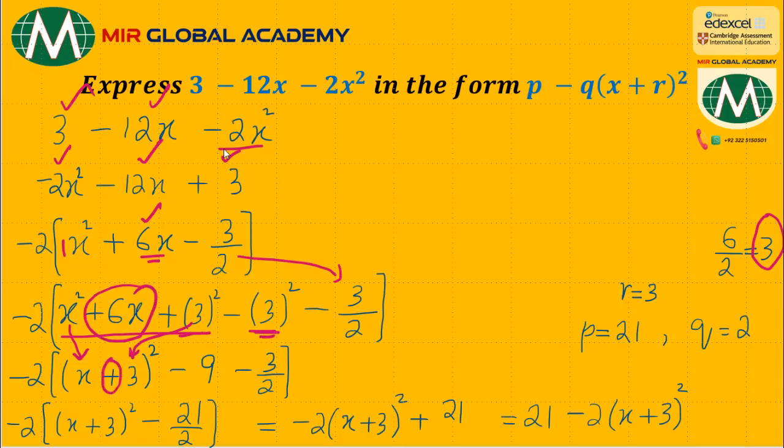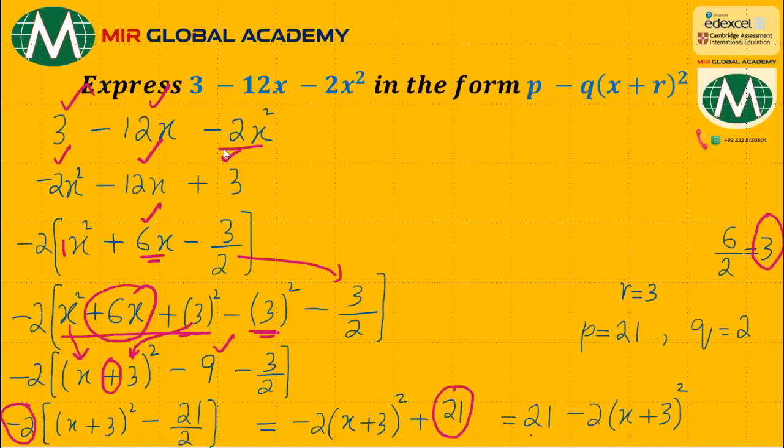And this negative 3 is 9, and this 3 over 2, and using the calculator, it is minus 21 over 2. Now, what we do, we multiply this minus 2 inside. So it is minus 2 into the bracket, and then minus 2 into this one will give us plus 25. Now it is better to write the positive term first. So 21 minus 2 times x plus 3.